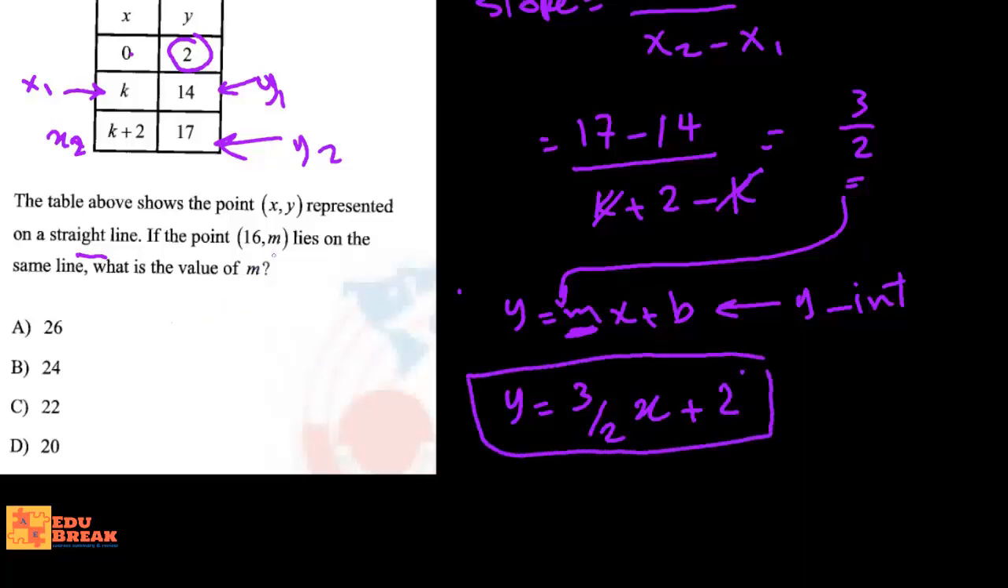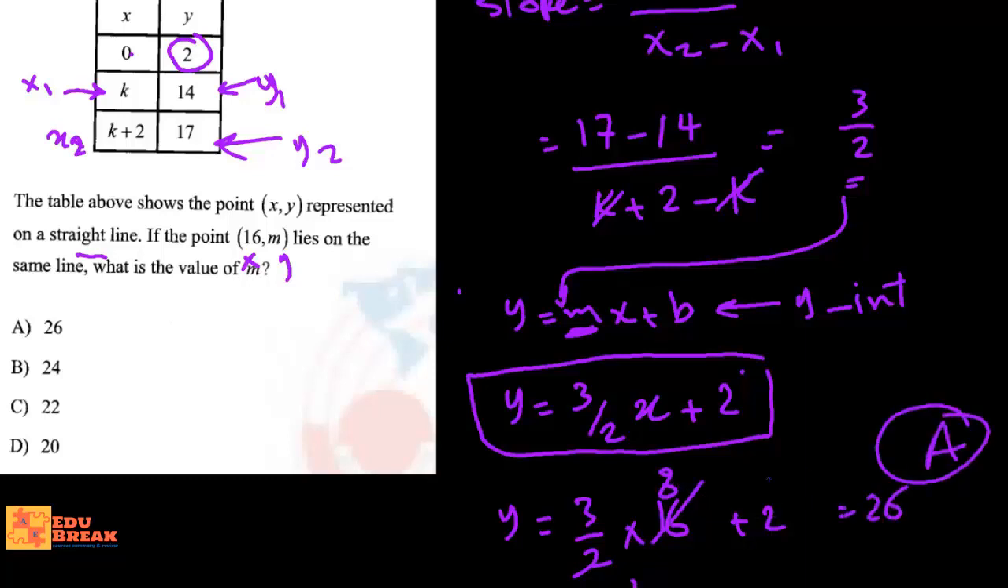Okay, and we want to find the value of m. This is x and y, plug in x. So y equals 3 over 2 times 16 plus 2. 16 divided by 2 equals 8. So 3 times 8 equals 24, plus 2 equals 26. So the answer is 8. Next question.